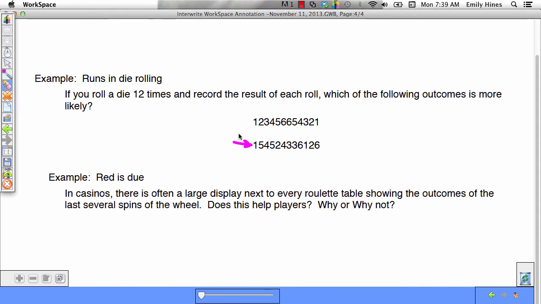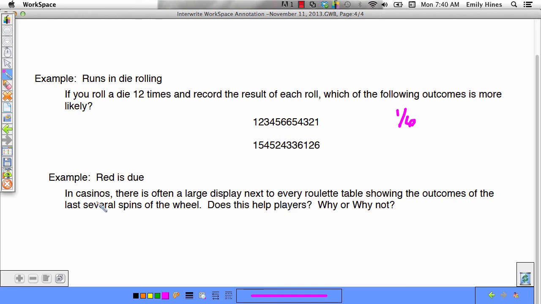However, from one roll to the next, in the short term, it's just as likely to get this 2 as you are to get this 5. And you're just as likely to get this 3 as you are to get this 4, because on a die, there's a 1 in 6 chance of rolling any number, and the probability for all the numbers is the same. So here, each of these has the exact same probability of occurring as the other one.